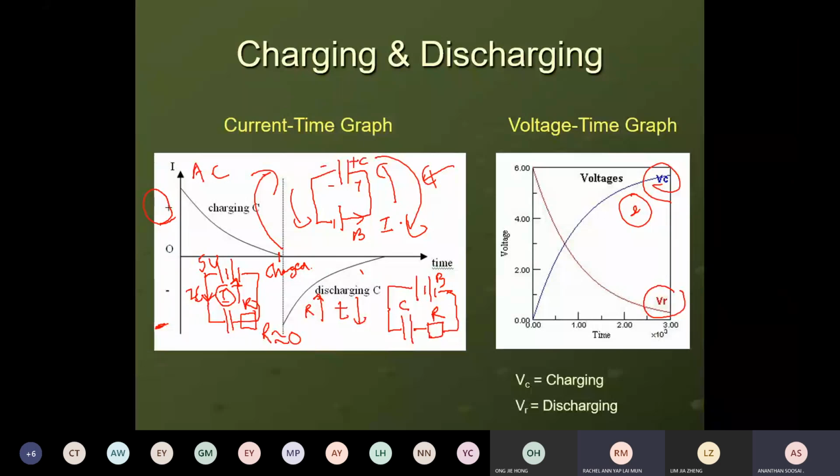Okay, so this is the graph section, all the curves. Any questions from this graph?